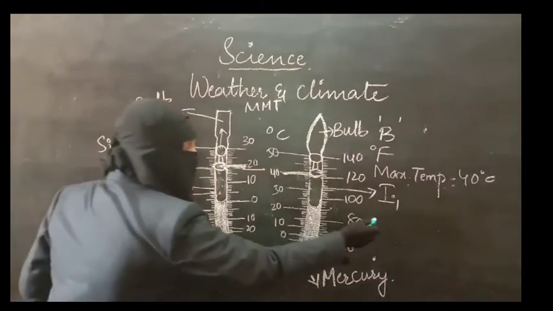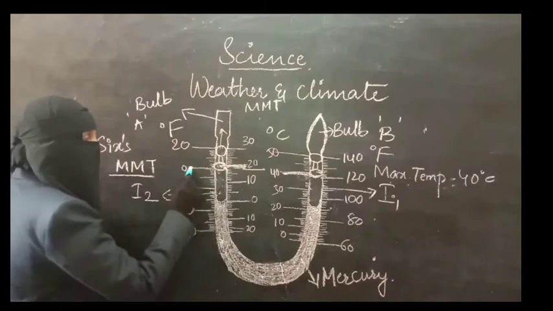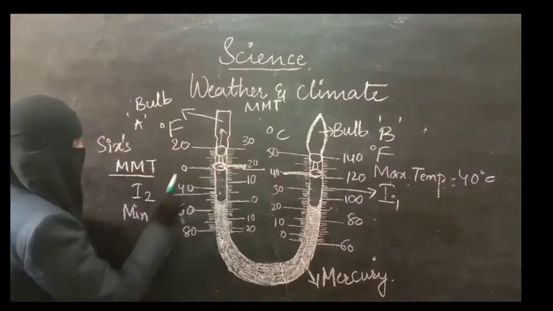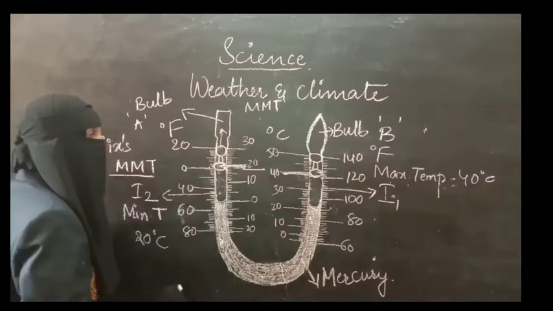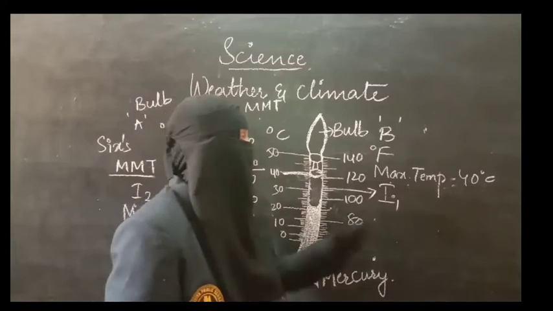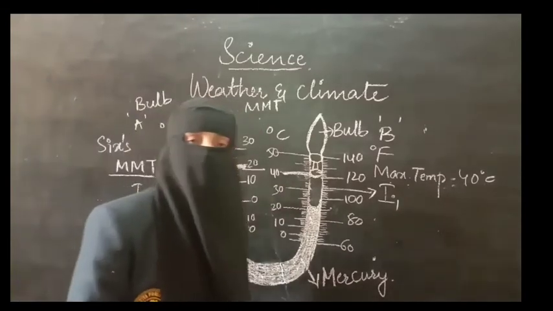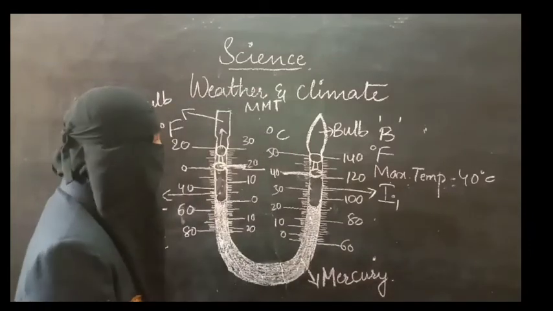Here when temperature increases, we are noting down the maximum temperature. When temperature decreases, here we are going to note down the minimum temperature. So what is the minimum temperature? That is 20 degrees Celsius. So by using one thermometer, we can find out the maximum temperature and the minimum temperature. And now these indicators have moved from their original places.